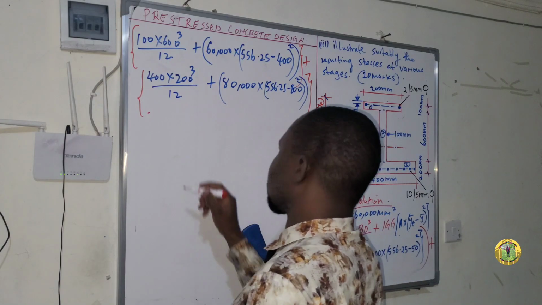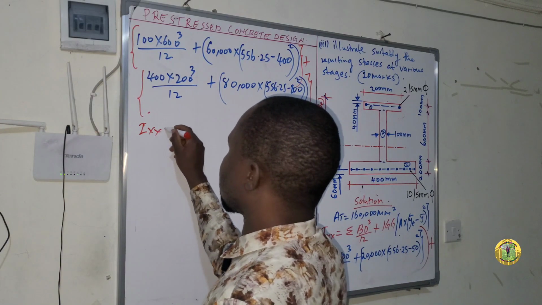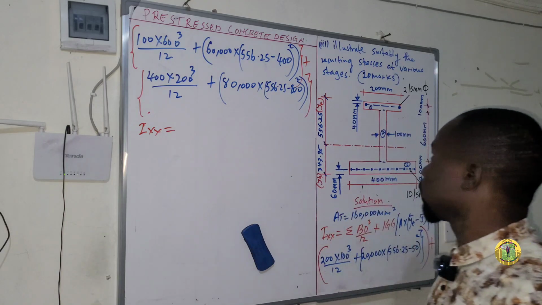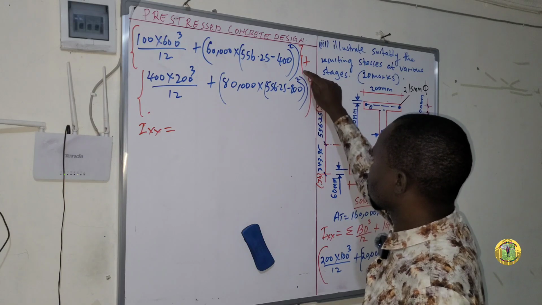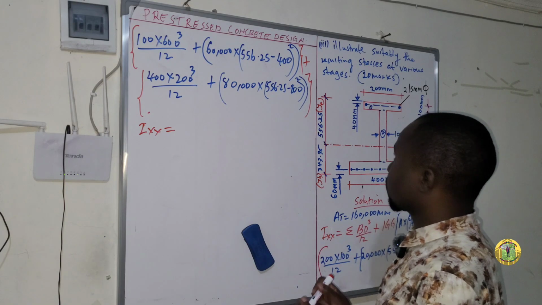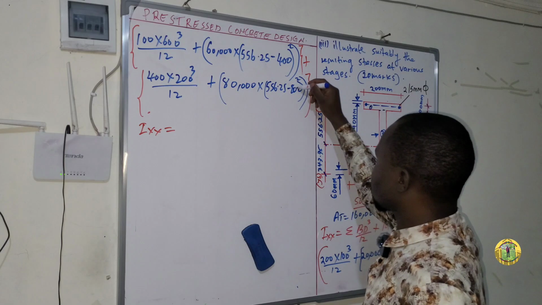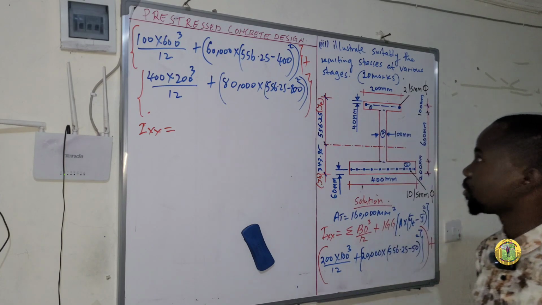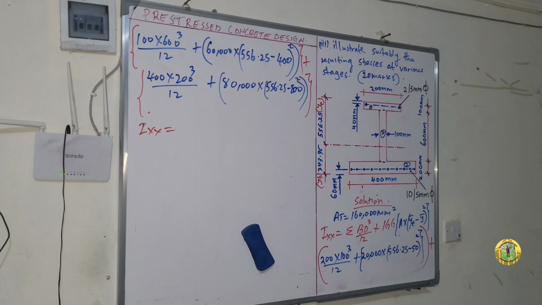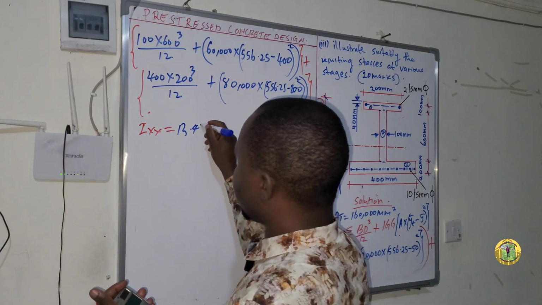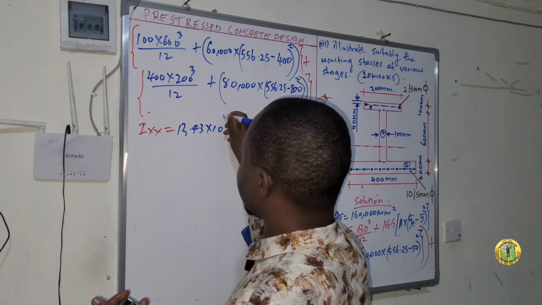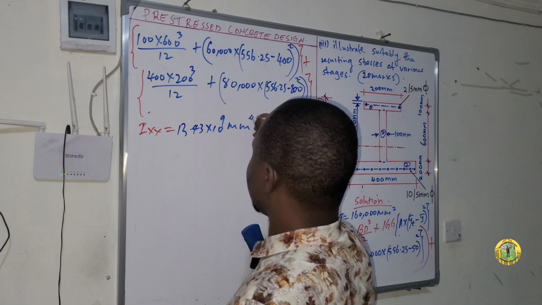So Ixx will be, now you carry out the operation to obtain Ixx. Punch your calculator to obtain Ixx. So Ixx is equal to 13.43 times 10 to the power of 9 millimeter to the power of 4.